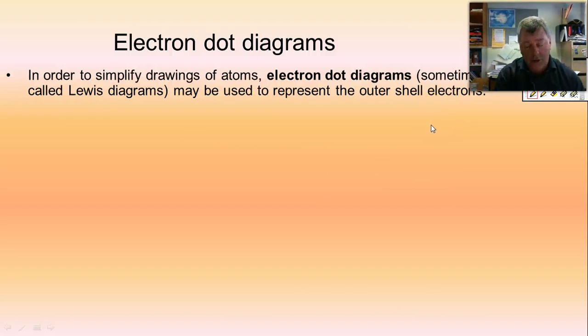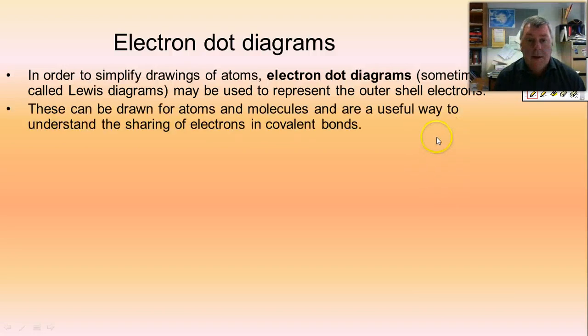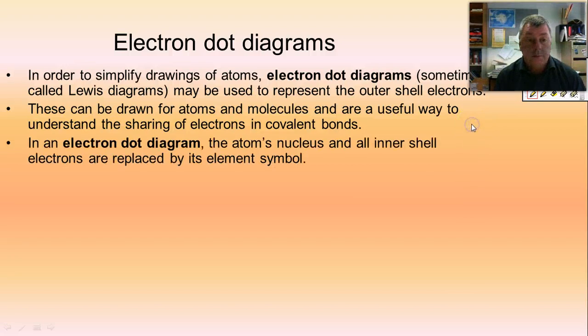Instead of drawing all those circles and lots of dots, we simplify it down because basically chemistry is about what's happening with the outer shell electrons. The inner shell electrons and the nucleus are all pretty happy. And so this is a way of drawing atoms but also molecules, and by the end of this video you should be able to draw both atoms and molecules using electron dot diagrams. And it's a good way of developing how to show covalent bonds.